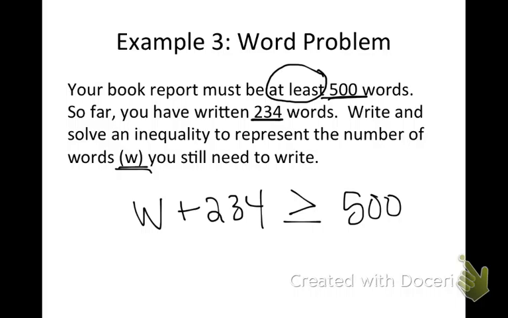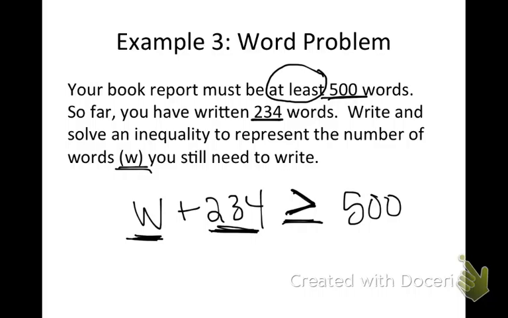So that means my words plus my 234 must be more than 500 if I need at least 500. Did I say 400? I may have 500. So how many words do I still need to write? I've already written 234 to be at least 500 words.